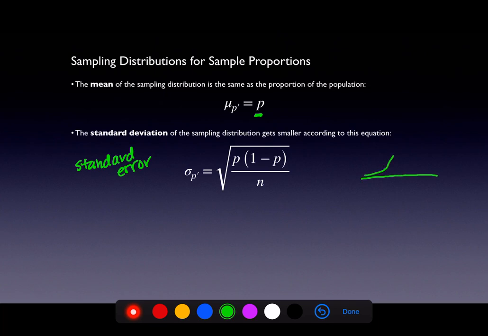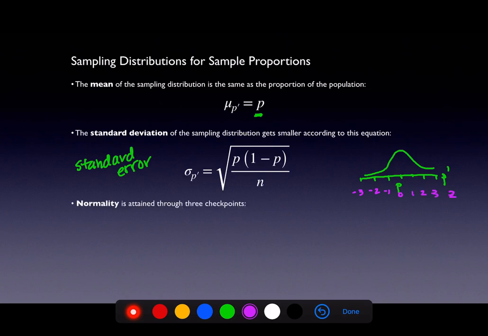So what I mean by that is if you have a graph and you're graphing p prime, p will be here, and then you will add a standard error, add a standard error, add a standard error, subtract a standard error, subtract a standard error, subtract a standard error. If we think about the z-scores, like always, would be this.